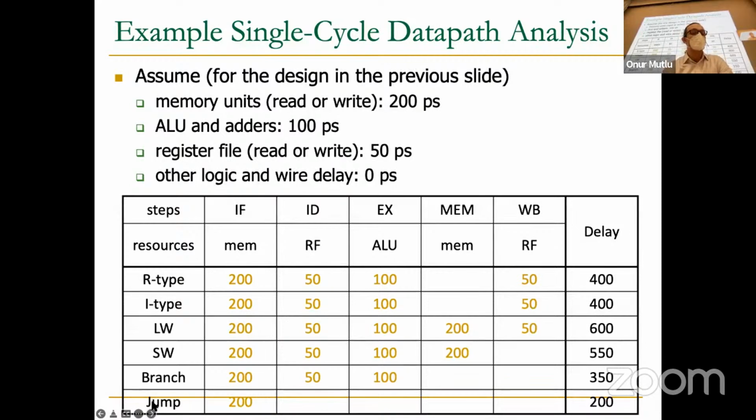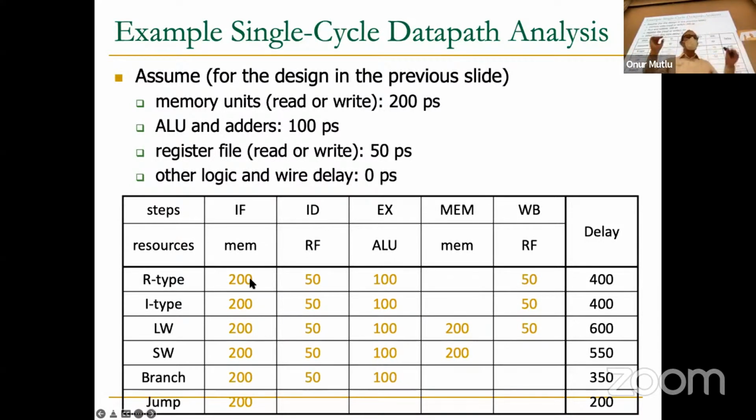Different types of instructions require different parts, really. So R type instructions don't require memory, for example. I type also don't require memory. Load word requires everything. Store word doesn't require register file write. Branch doesn't require memory or write back. And jump is very easy, as we have already seen.